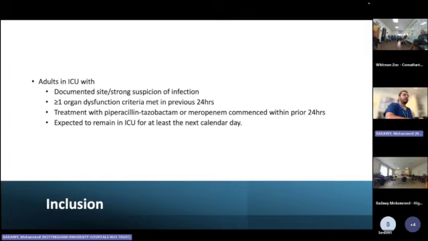They included adults with a documented or suspected site of infection with a strong suspicion. They have to have had at least one organ dysfunction within the previous 24 hours. And they have to start tazocin or meropenem within the last 24 hours. And they're expected to stay at least 1 calendar day after recruitment in intensive care.